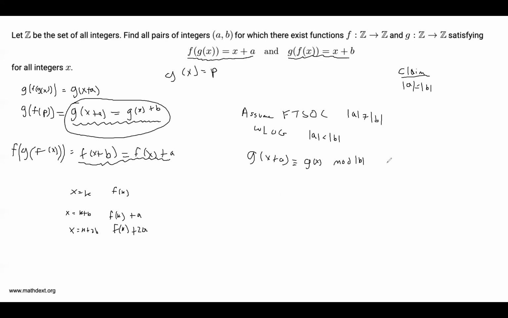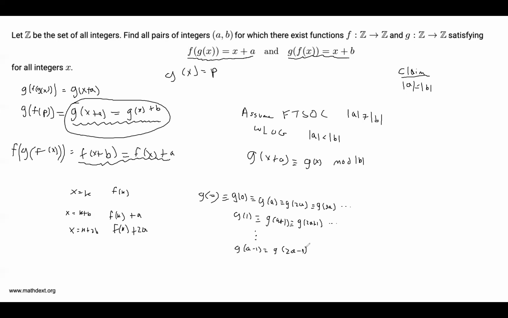So g of x is equivalent to g of x plus a, which is equivalent to g of x plus 2a. For instance, g of 0 is equivalent to g of a, which is equivalent to g of 2a, which is equivalent to g of 3a, and so on. Similarly, g of 1 is equivalent to g of a plus 1, which is equivalent to g of 2a plus 1, and so on. We can note the same for every x between 0 and a minus 1. We can also say things like this is equivalent to g of negative a. So eventually we end up with g of a minus 1 being equivalent to g of 2a minus 1, and so on.